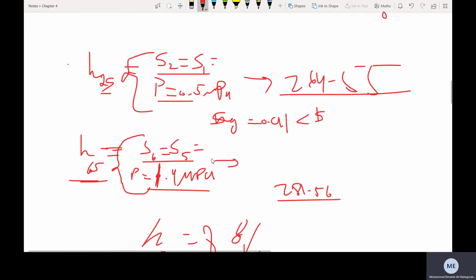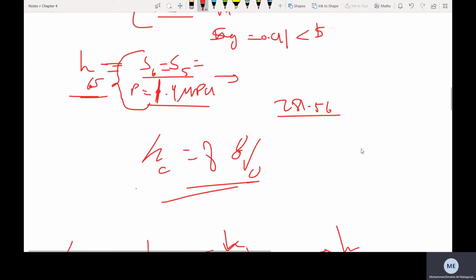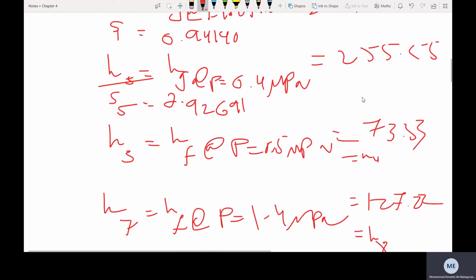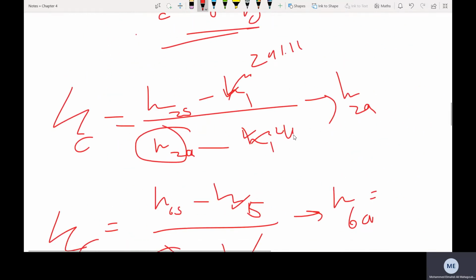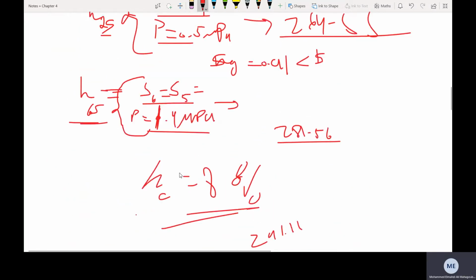They're both saturated vapors, so we know the values: 241.11 and 255.55. Okay, I know what the H's are.